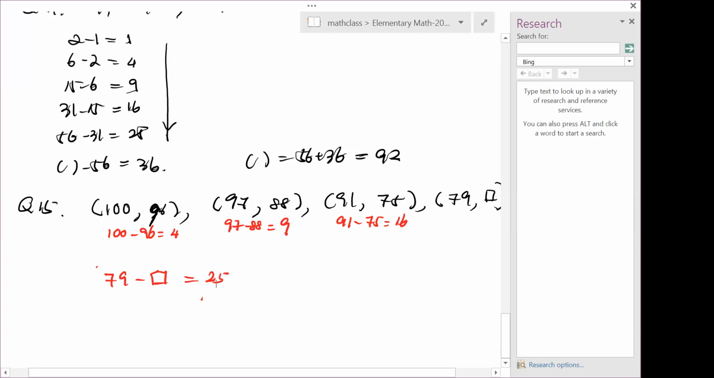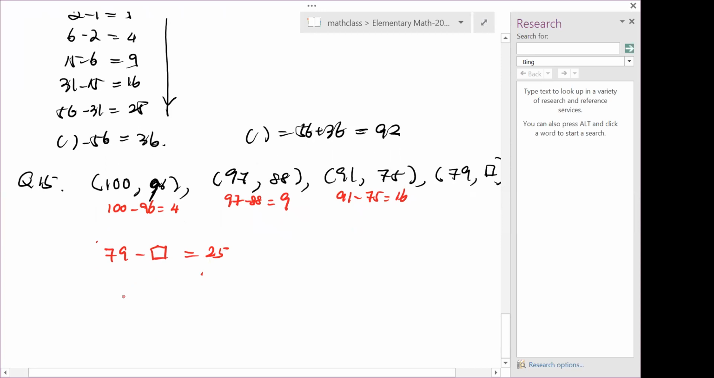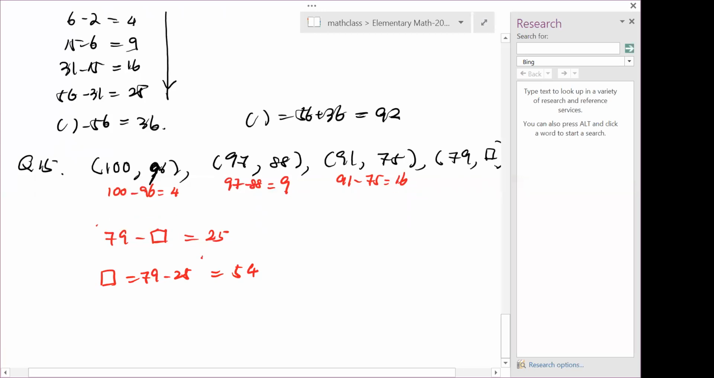All right, so that number should be equal to 79 minus 25, right? It's going to be 54. 79 minus 54 is 25. So this should be the answer, I guess.